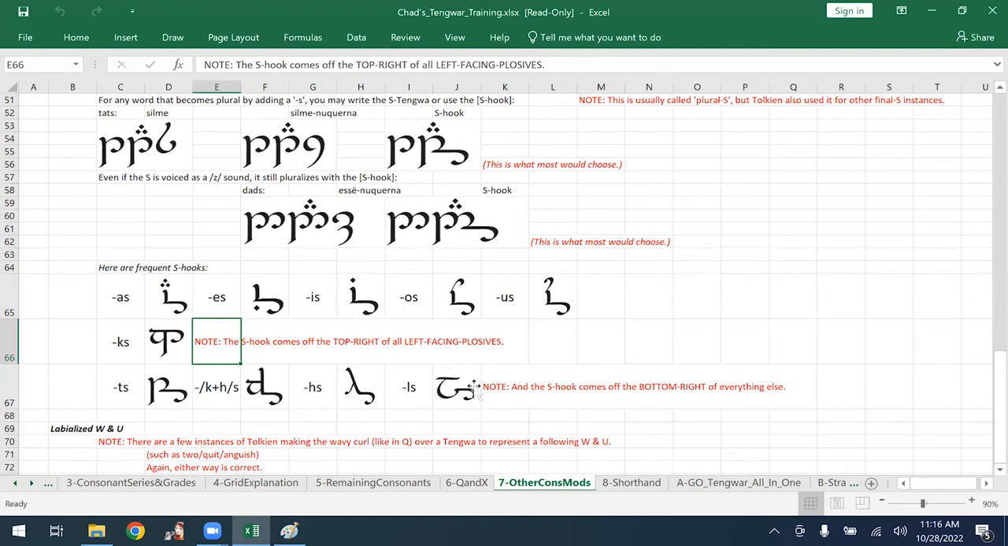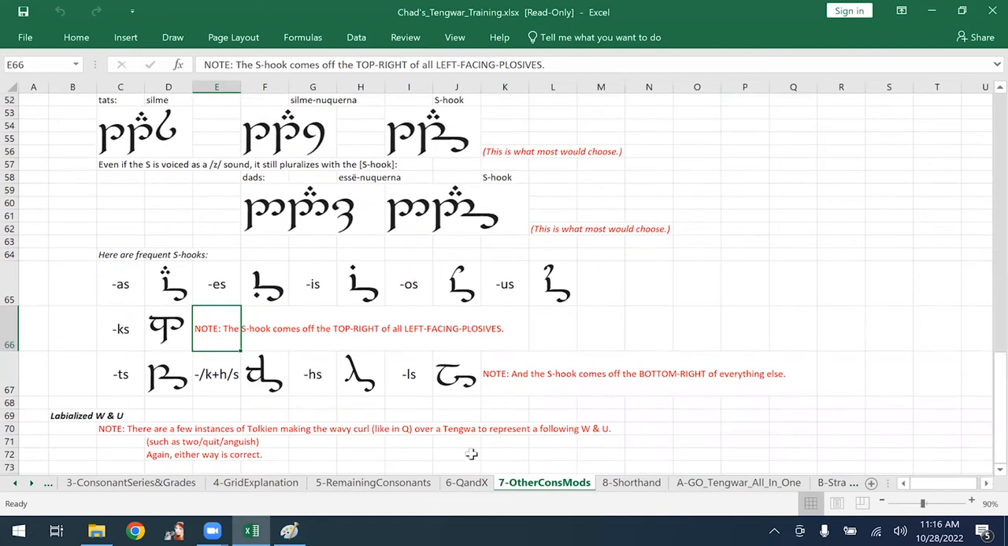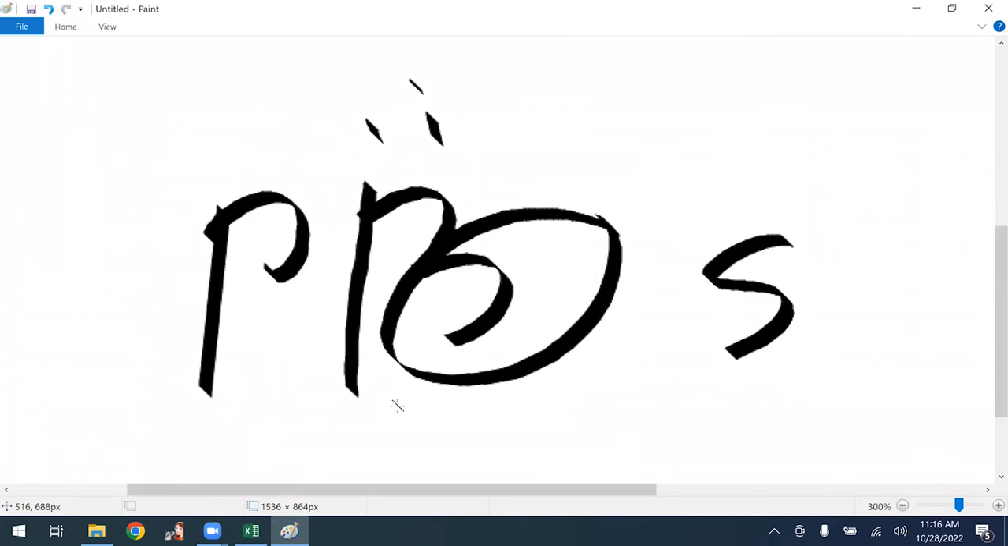On the L, it comes off of this instead of the top, because it may be confusing. You may not even realize there's an S there if you did it on the lambe. Yeah. And then the labialized W and U, there's a few instances of Tolkien making the wavy curl like a Q to represent a following W or U. So basically like the word to, TWO. Let me show you.